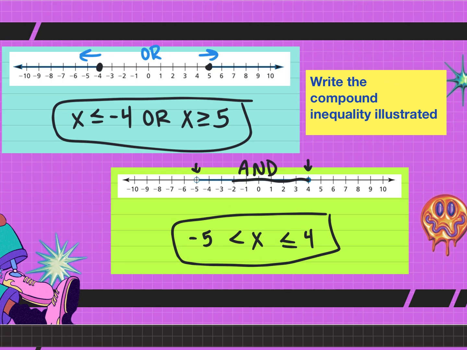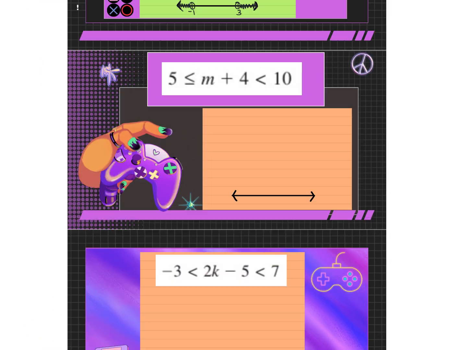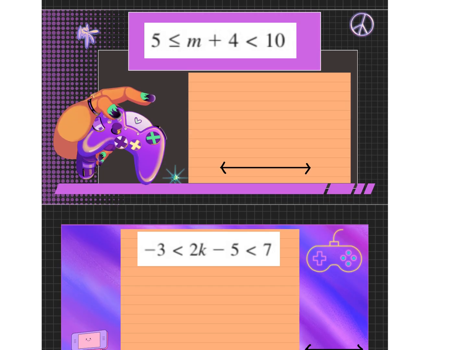And that is the lesson. I would suggest you go and practice by going back to some of these here and practicing solving and graphing. But that is pretty much it.